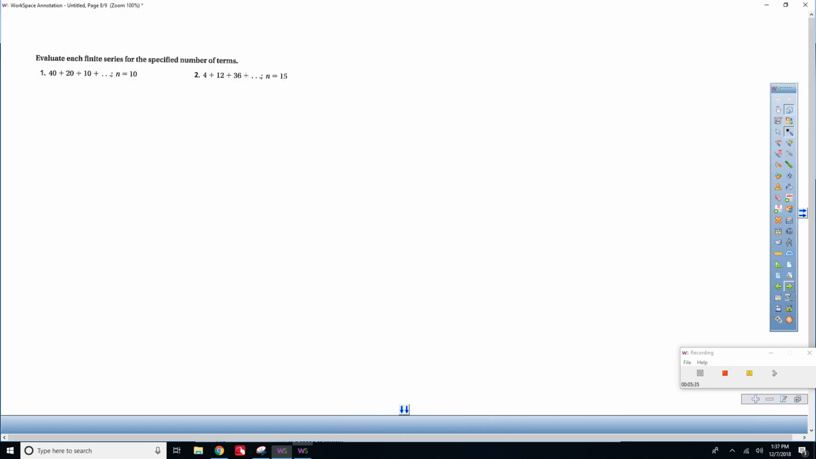So let's go. So this is a finite series. We have 10 terms. Okay? So we just got to go to our equation sheet.